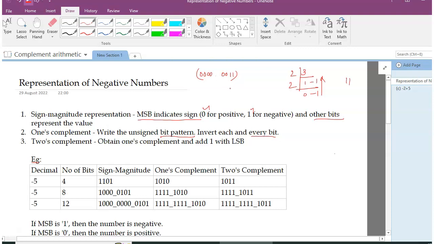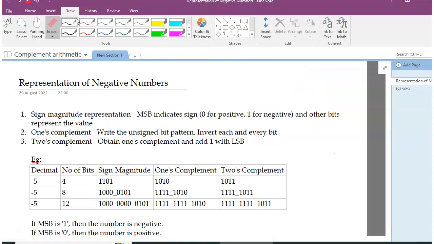What is the 4-bit format of 3? 1 1, but we need 4-bit, so include 2 zeros. How to write the 12-bit format? 1 1, 10 more bits are needed, add 10 zeros. This is the 12-bit format of 3. So first write the unsigned bit pattern for the given number of bits, and then invert each and every bit. That one is 1's complement. 2's complement, obtain 1's complement and add 1 with the LSB.